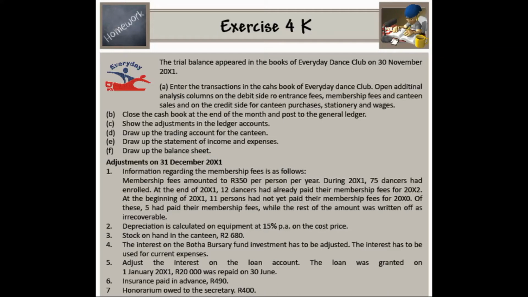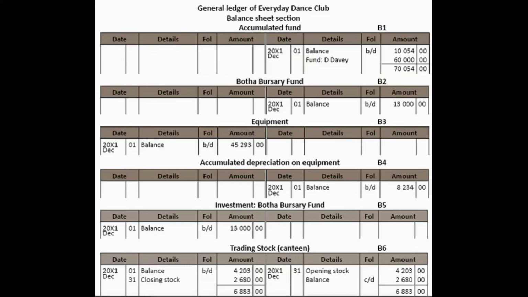Honorarium owed to the secretary, that is expenses accrued. So let's see, is there a total in the honorarium account? Yes, there is a total of 500. So we will add that. So we will debit the honorarium account with 400 and credit expenses accrued with 400.